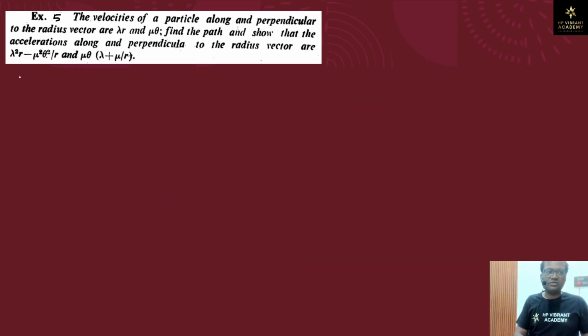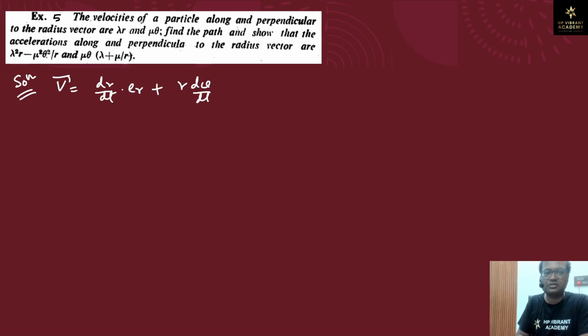Let us discuss question number 5. How we can solve this? The velocities of the particle along and perpendicular to the radius vector. Okay, so the velocity is given by dr/dt into e_r plus r dθ/dt into e_θ. So this is radial velocity, which is along the radius vector, and this is transverse velocity, which is perpendicular to the radius vector.